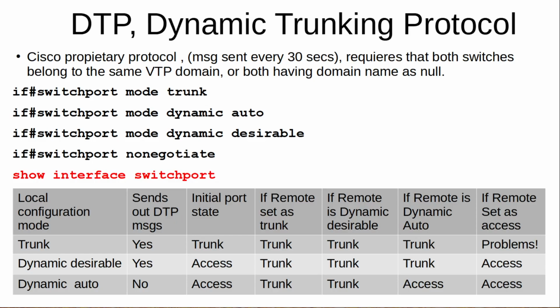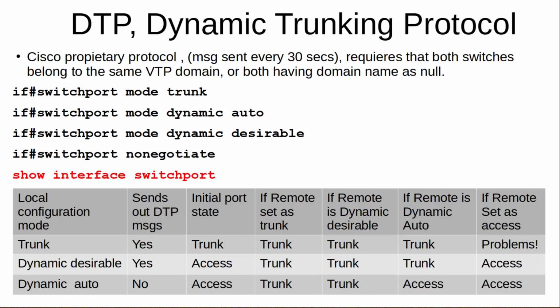You can configure DTP in three modes: trunk, dynamic auto, or dynamic desirable. Trunk will set up an interface as trunk if the other side is auto, desirable, or trunk. If you set up the mode as dynamic desirable, this will elevate interfaces into trunk if the other side is trunk, auto, or desirable. If both sides are auto, the interfaces will not get elevated into trunk mode. So remember, auto and auto will not establish a trunk. All other combinations will.